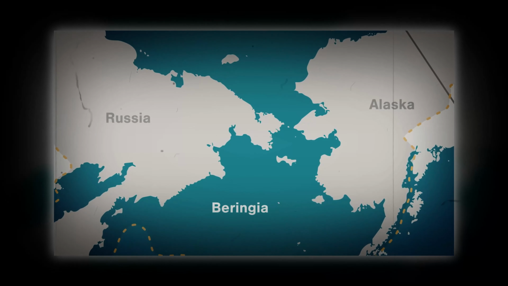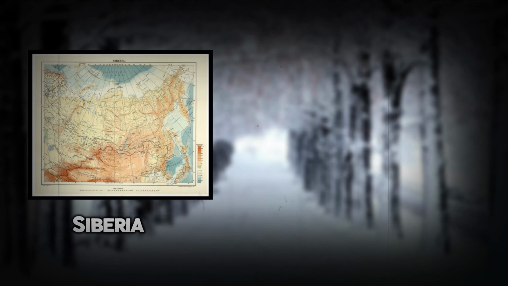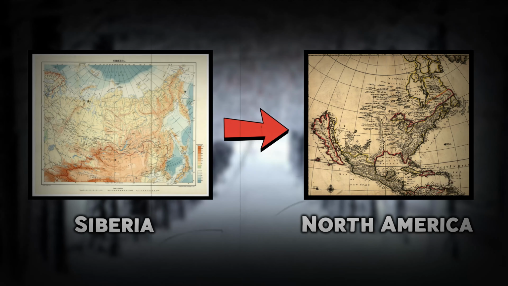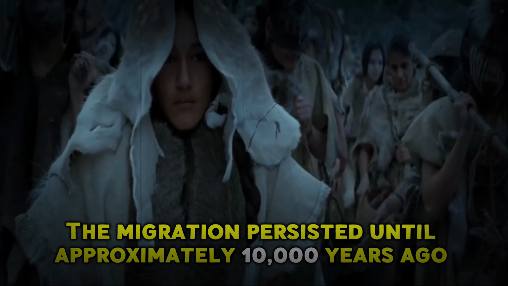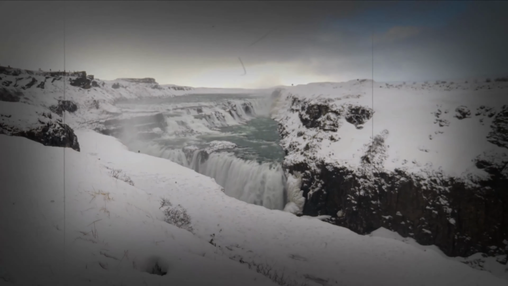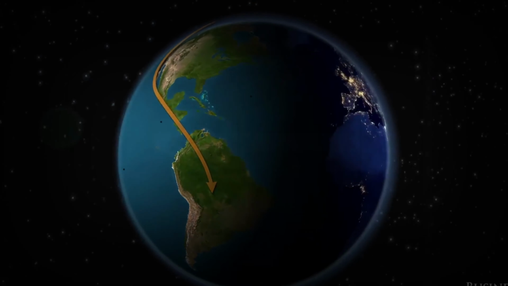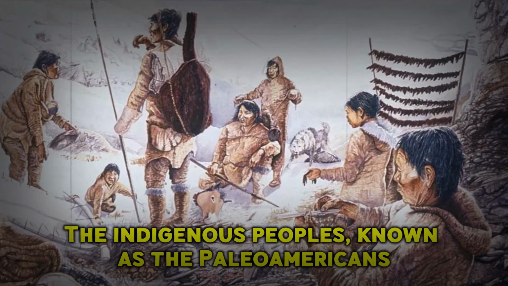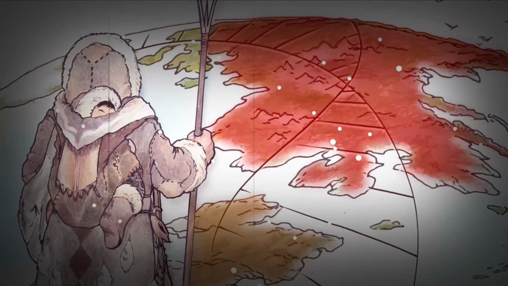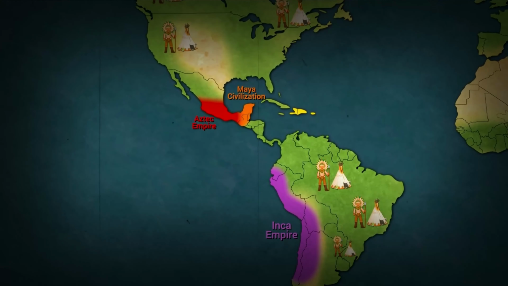This migration is believed to have occurred via a land bridge known as Beringia, linking Siberia to North America during the last ice age. The migration persisted until approximately 10,000 years ago, when the conclusion of a glacial period led to the submergence of the land bridge beneath the rising ocean waters. The indigenous peoples, known as the Paleoamericans, gradually migrated further into the Americas, establishing tribes and nations as they went.